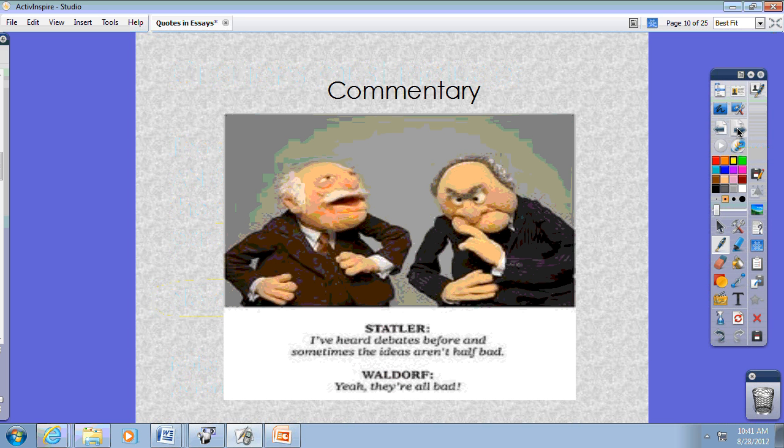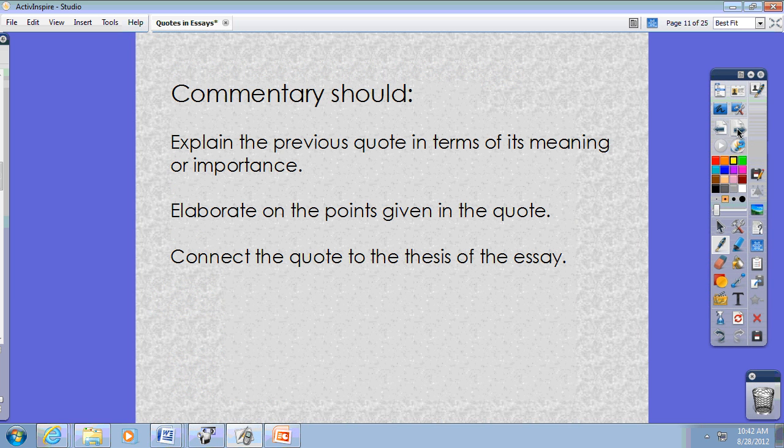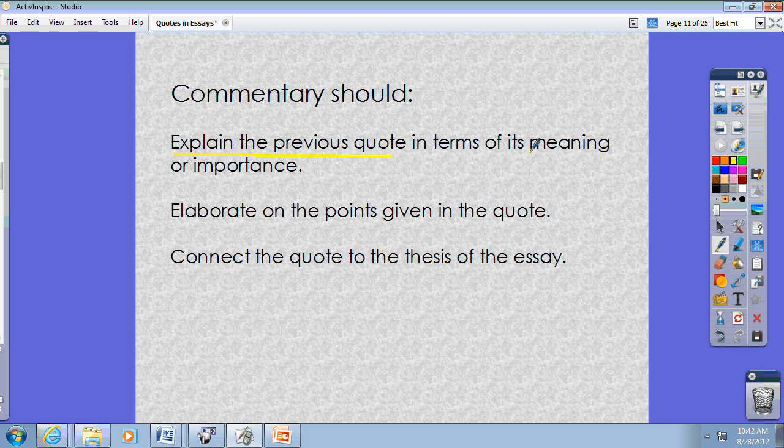Lastly, commentary is what you've done on the other side of the quotes log. In essays, we said that it's explaining the previous quote, whether that's meaning or importance or elaborating on the points or connecting the quote to the thesis of the essay in some way, shape, or form. We're processing what that person in the quote just said. We're doing it for ourselves.